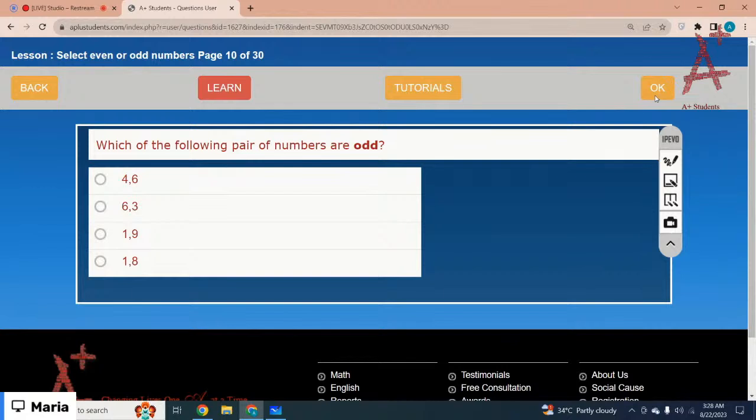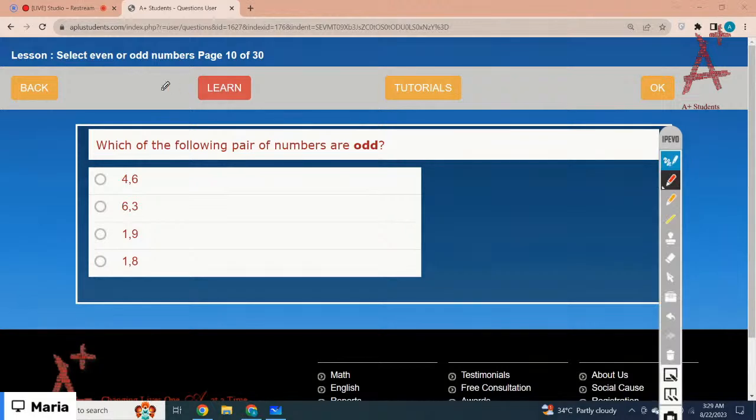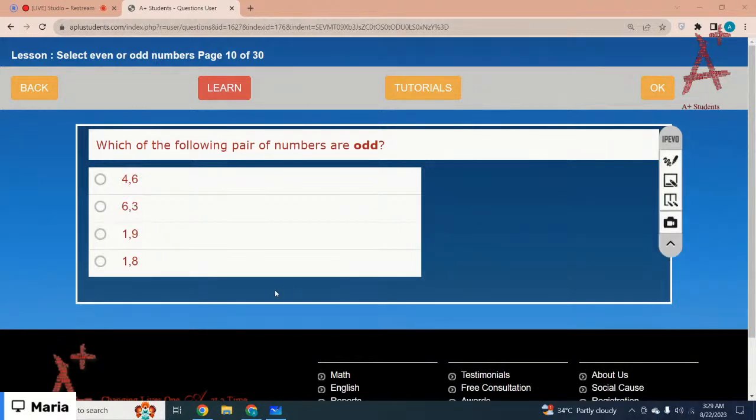Which of the following numbers are odd? Which is the correct option? 4 and 6: 6 is even, 4 is even. 3 is odd, 6 is even. 9 is odd, 1 is odd. That means the only pair of odd numbers is option number 3, right? So the correct option is option number 3, 1 and 9 are odd.